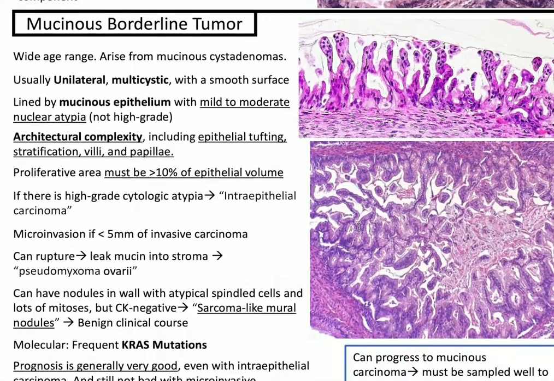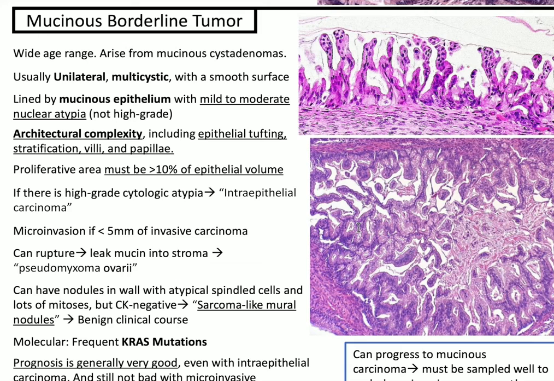Mucinous borderline tumor. This is a wide age range and arises from your mucinous cystadenoma. It's usually unilateral, multicystic with a smooth surface. It's lined by mucinous epithelium with mild to moderate nuclear atypia, but not high grade. And there will be architectural complexity, including epithelial tufting, stratification, villi, and papillae, as we can see here in these pictures. And the proliferative area, just like your serous borderline tumor, must be greater than 10% of epithelial volume. If there is high-grade cytologic atypia, then it's intraepithelial carcinoma. It's microinvasion if less than 5 millimeters of invasive carcinoma.